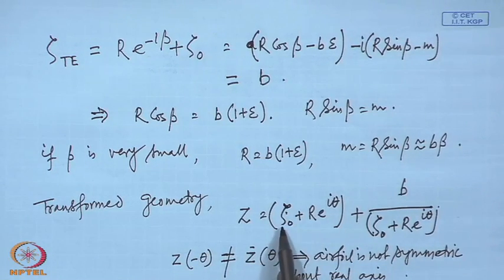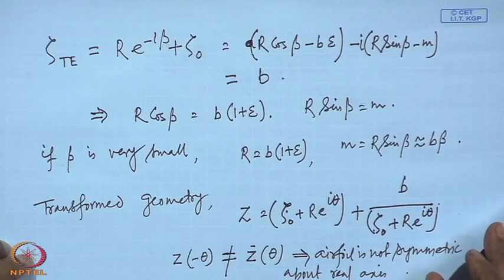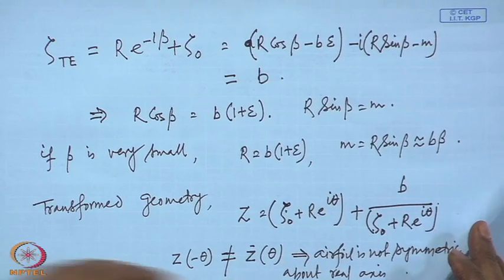You can substitute here this zeta naught, which is r sin beta minus m, or m minus r sin beta, sorry, zeta naught is minus b epsilon plus i m. So, that you can substitute here and get the x and y coordinates of the transformed geometry.